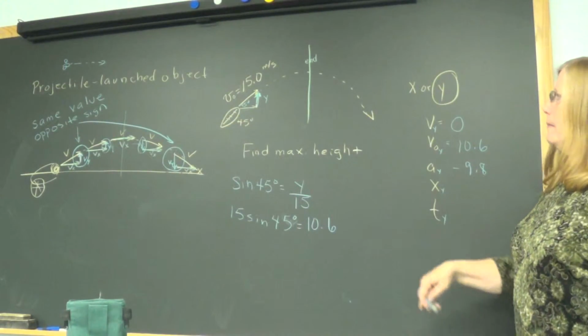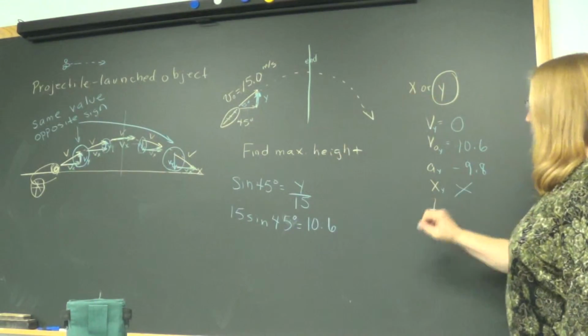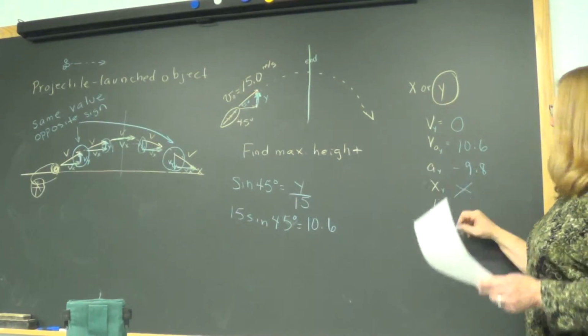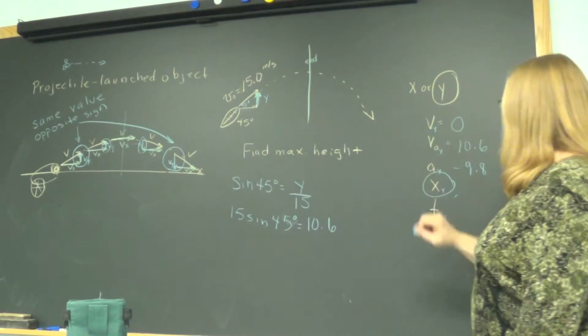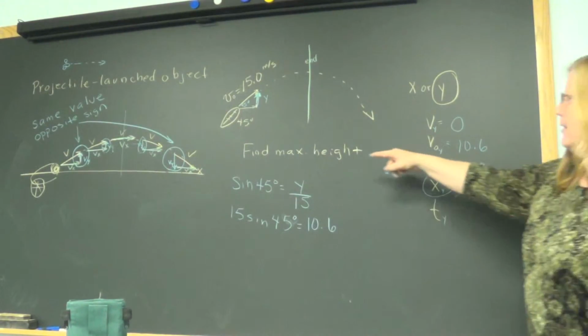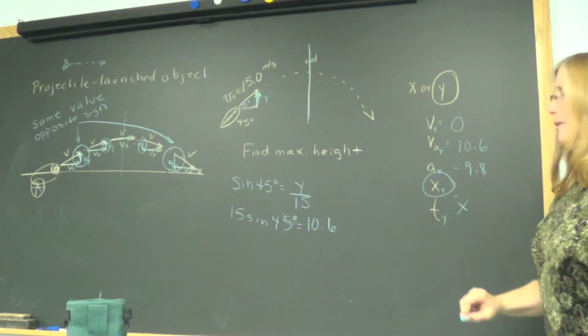Do we know anything, did the problem tell us how far it was going? So this is the one thing we don't know. And time, oh, I'm sorry, we do, we want to find it. We don't know it, but we want to find it. So that's the one we circle, because we want the maximum height, that's a distance. And lastly, it's time that we don't know.